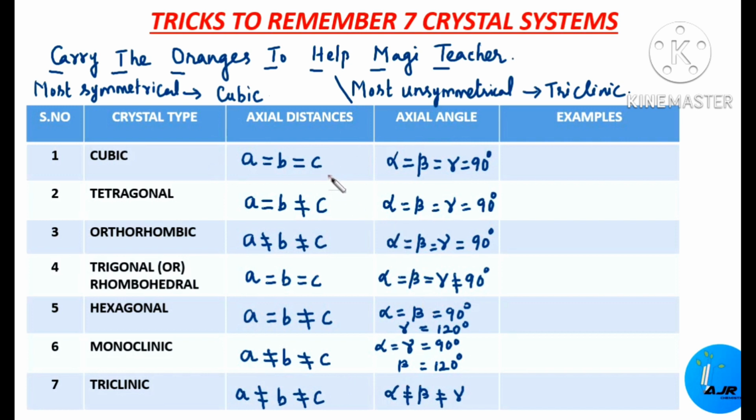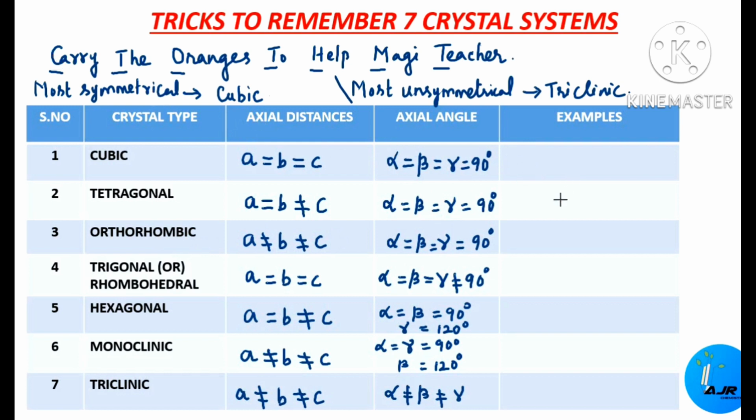Because we can expect a definite number of questions in NEET and JEE in the case of axial distances and axial angles. They can ask which crystal is more unsymmetric or which crystal is more symmetric, or give the axial distances or axial angles in orthorhombic, like that they can ask. Any type of question is possible, right? Now we shall move on to the examples for these things.